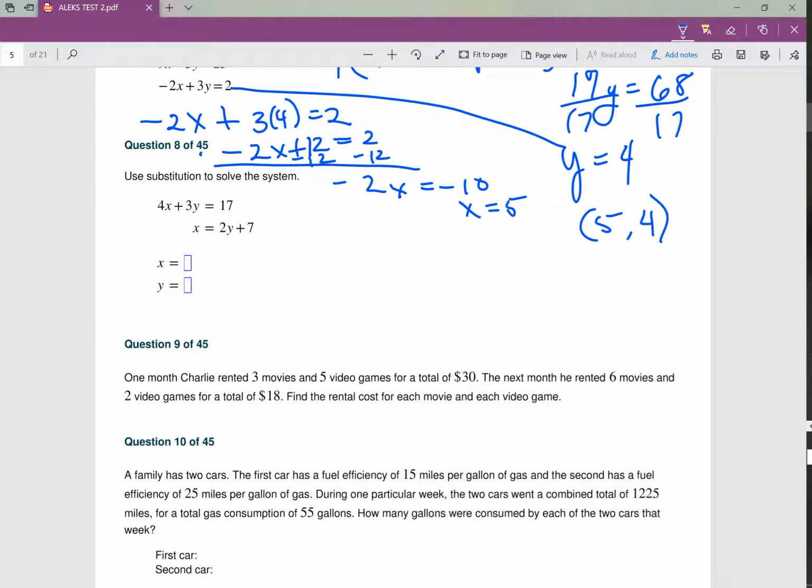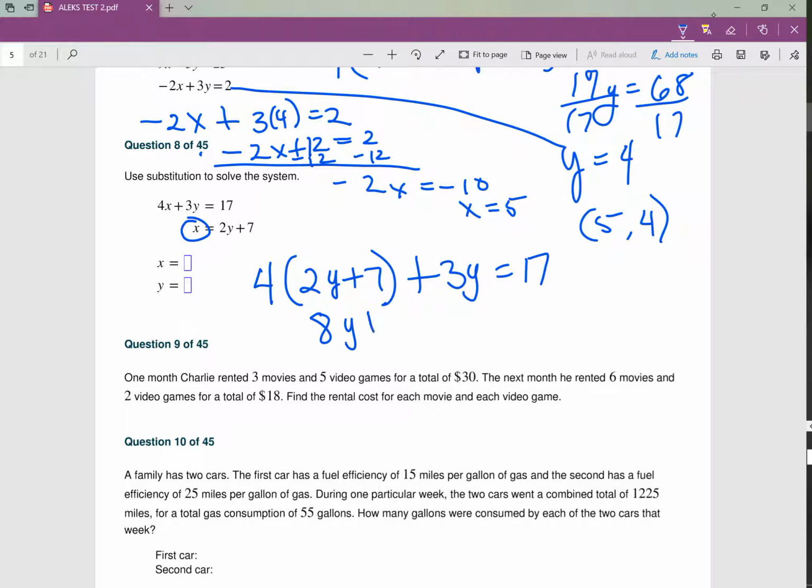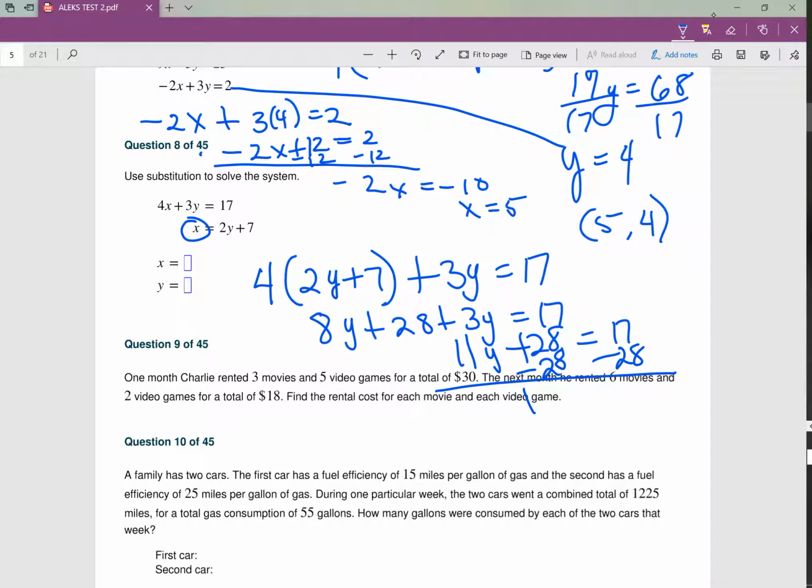Okay, this one, remember when I said to you, whichever one you feel most confident with is the one you should be using. So it says use substitution method to solve the system, and obviously the reason they're saying that is because x is a single. So that means that I'm going to do 4 parentheses 2y plus 7 plus 3y is equal to 17. So this gives you 8y plus 28 plus 3y is equal to 17, which means that we have 11y plus 28 is equal to 17. I'm going to subtract 28 on both sides, and now I have 11y is equal to negative 11, and therefore y is equal to negative 1. That's my answer for that one.